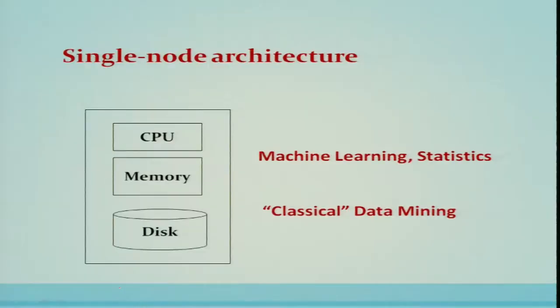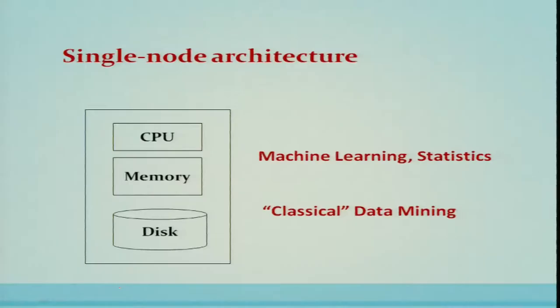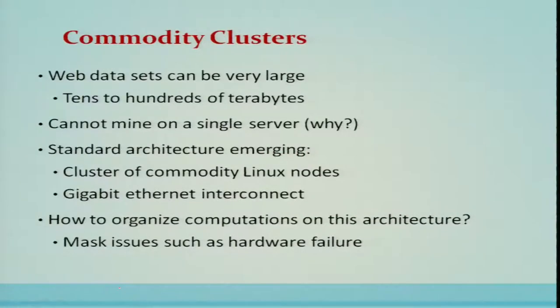So, let us see the model or the architecture which is going to be used for MapReduce programming. This is a single node architecture, having one CPU, memory, and a disk. A collection of such nodes forms a cluster, and if normal machines like laptops and desktops are used, then it is called a commodity cluster.